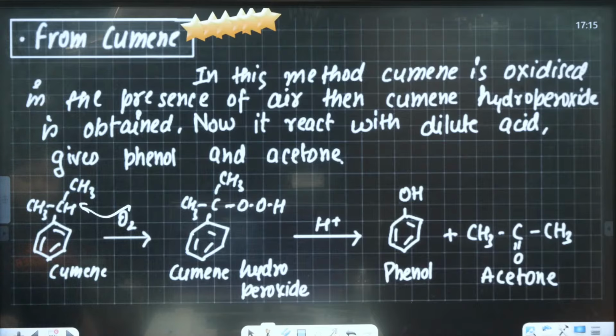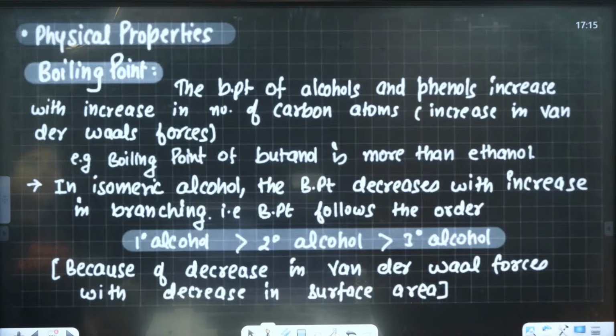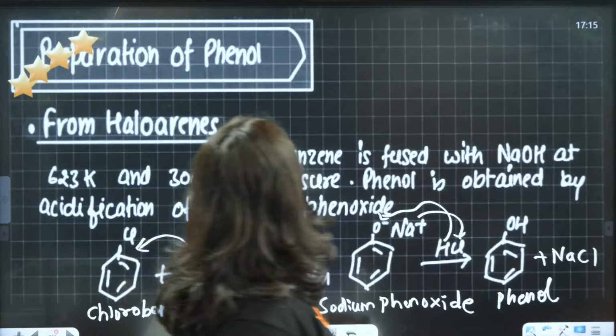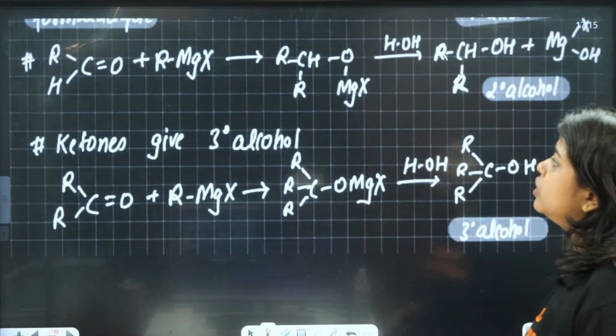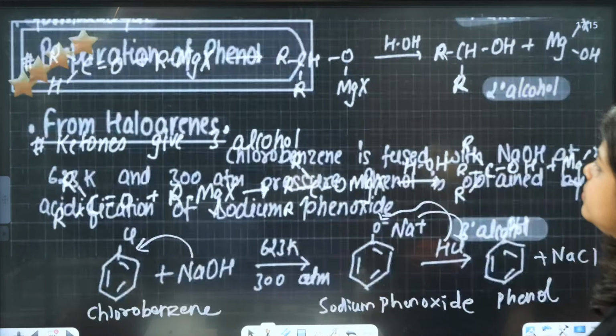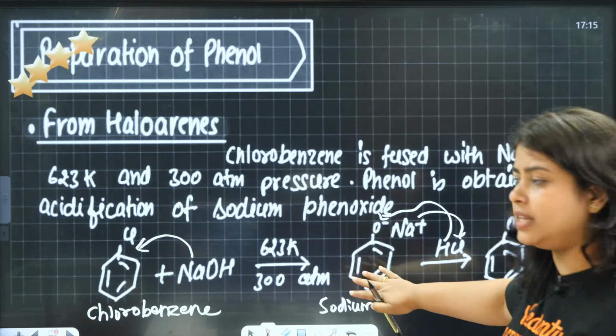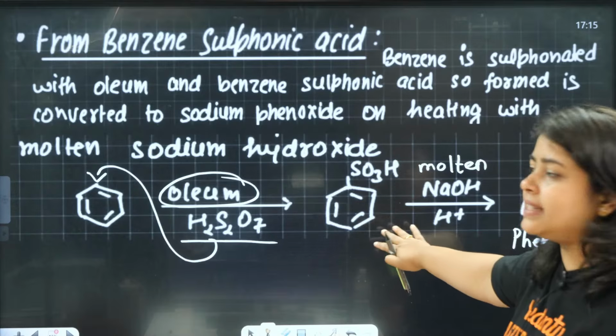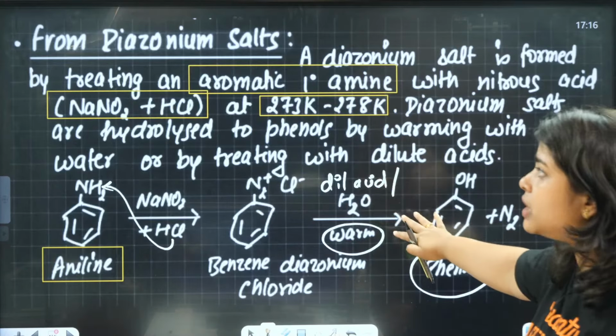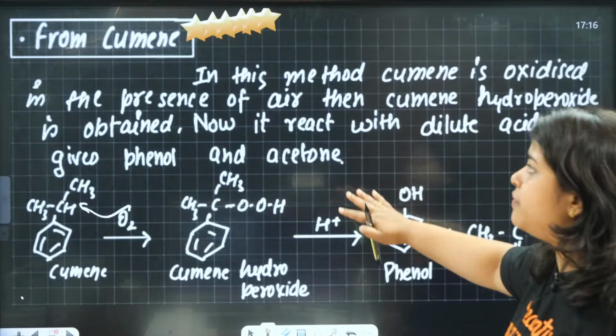Next, physical properties of boiling point. Before that, I'll tell you where we have reached in the preparations of phenol. In preparation of phenol, first we have learnt from haloarenes, then from benzene sulfonic acid, then third one is from diazonium salts, then from the cumene.